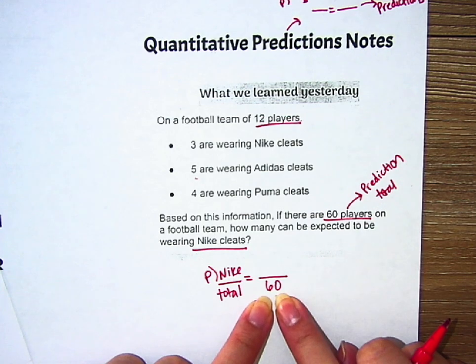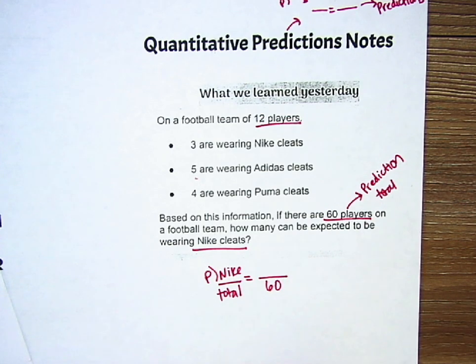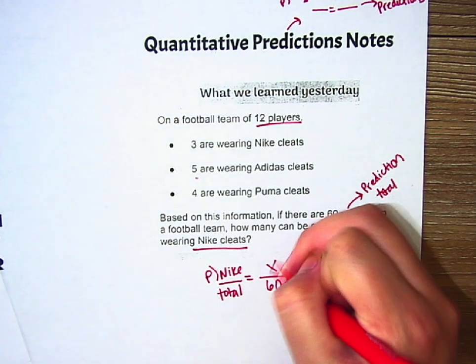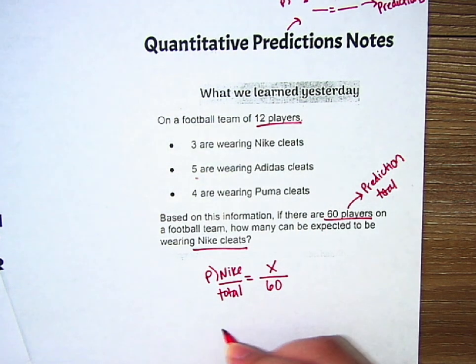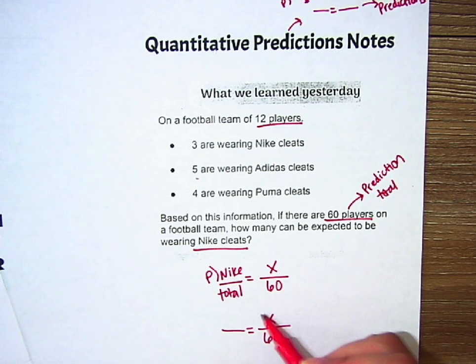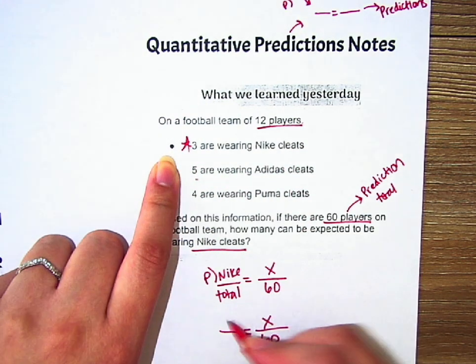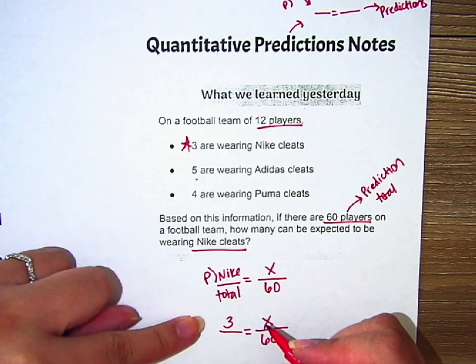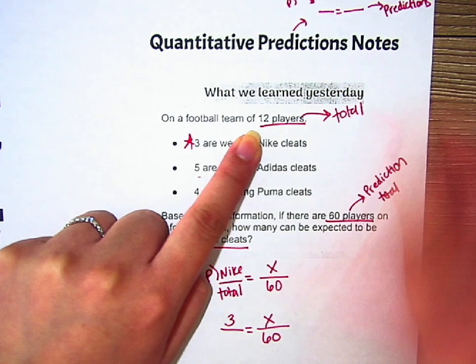I don't know how many of those 60 wore Nike shoes, okay? So I'm going to put an X there. I'm going to go ahead and fill in my numbers now. I have Nike shoes, I have 3. That number's going to go on top, and my total, it tells me right here, my total players are 12.